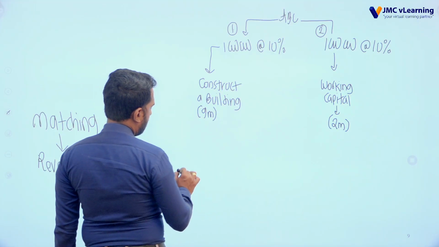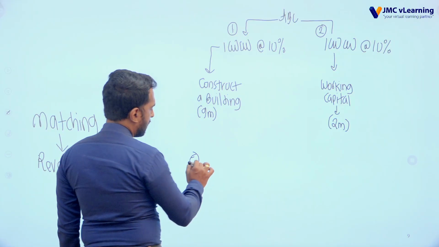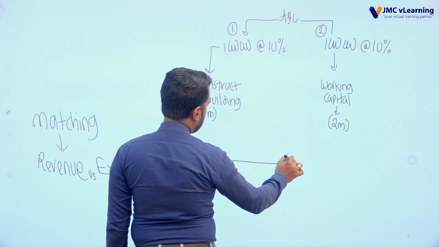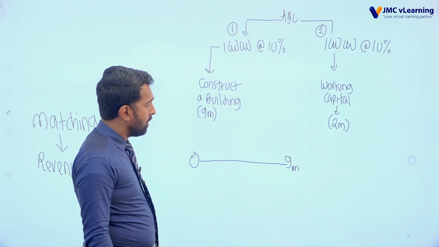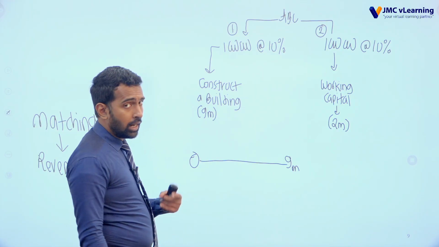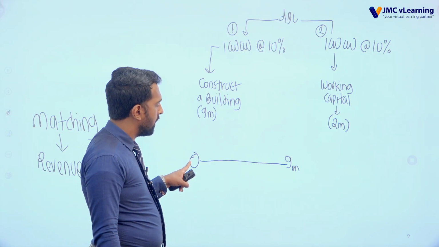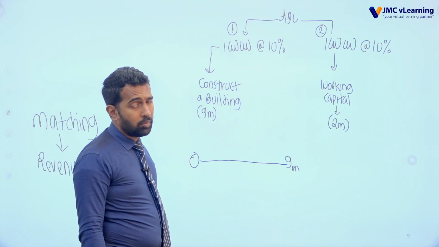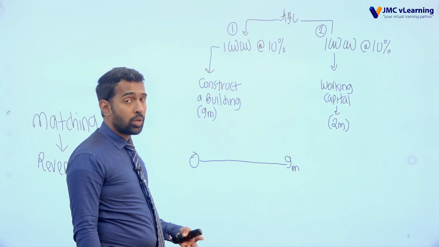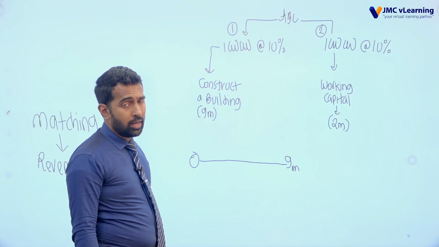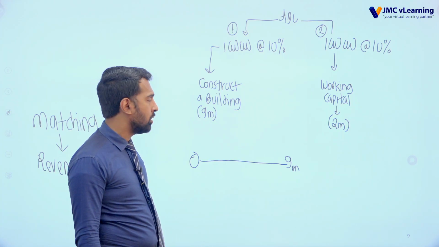Now if you look at this building part, for example, the period starting from 0 up to 9 months, this building is under construction. From the starting date up to the end of this 9th month, the building is under construction. Under construction means you can't use it. You can't use the building.